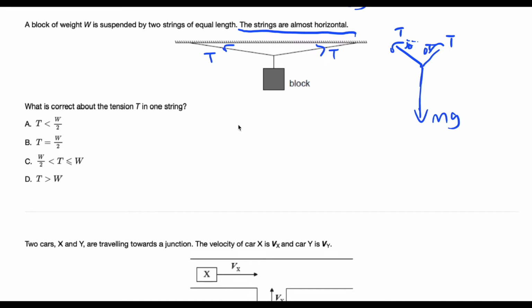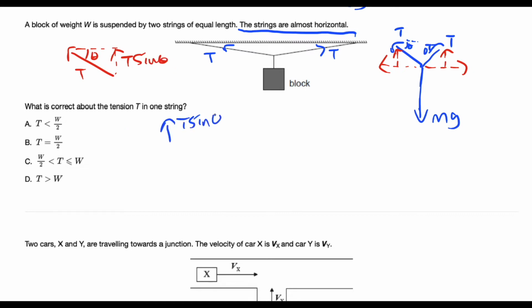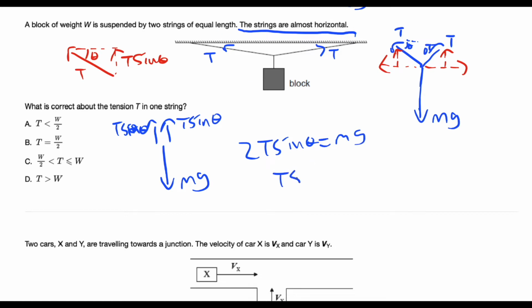So you can separate them into vertical component and horizontal component. And you will find out that the horizontal components are gonna cancel out with each other, and you only have 2 vertical components. And the vertical component here is gonna be equal to T sine theta. So 2T sine theta is equal to mg, which is equal to the weight of the block. So T sine theta is gonna be equal to weight over 2.